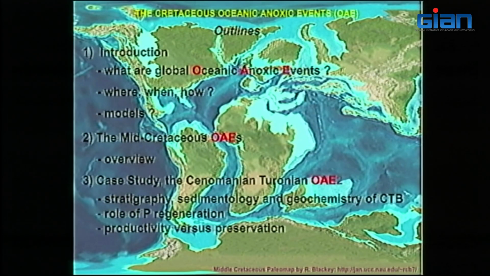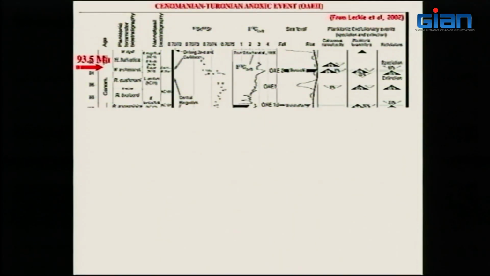is the case study of the Cenomanian-Turonian. Here we will talk a little bit about stratigraphy, sedimentology, geochemistry, and afterwards we will end with the crucial role of phosphorus for the Cenomanian-Turonian black shale event. Okay, so now just a few things about this Cenomanian-Turonian anoxic event.